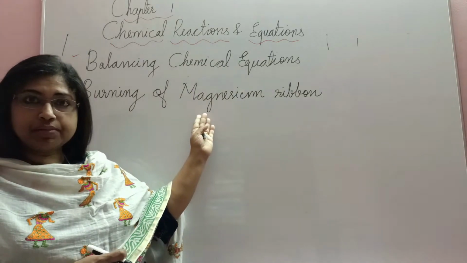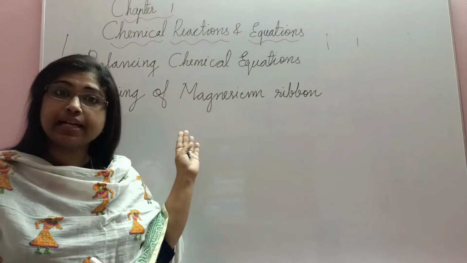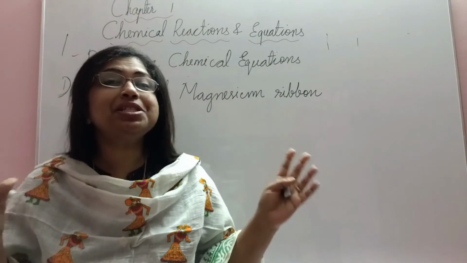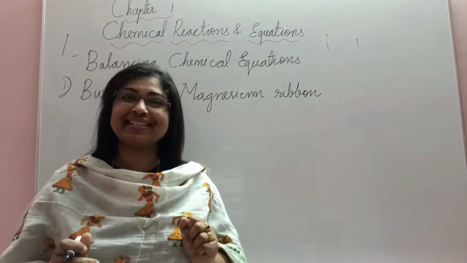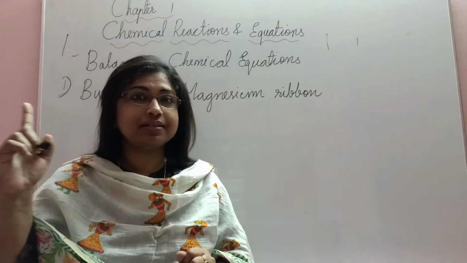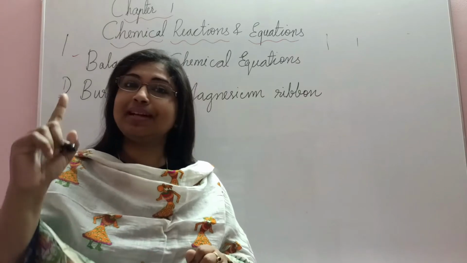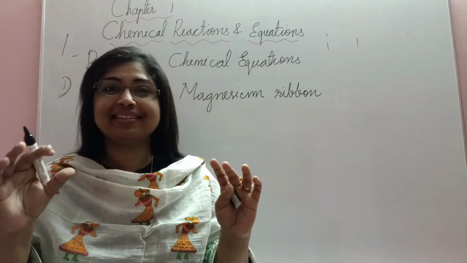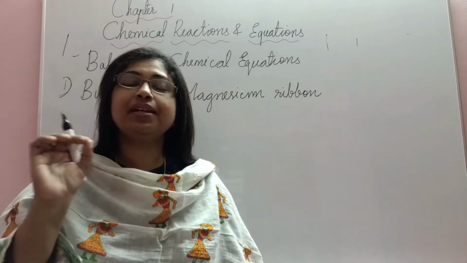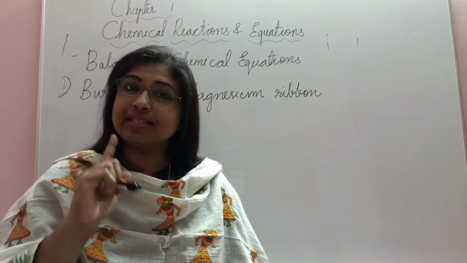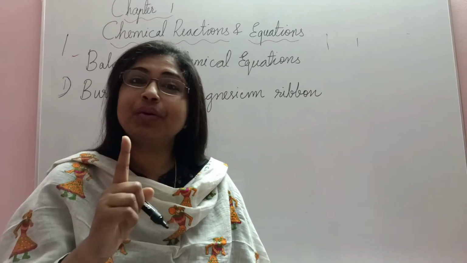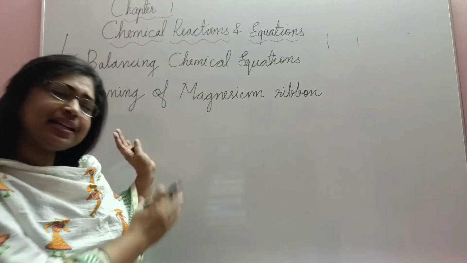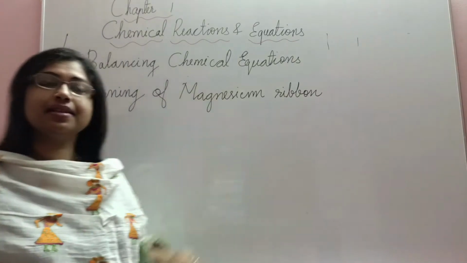In the case of magnesium ribbon, identify the reactants. When magnesium is burning, magnesium is one reactant, but it is reacting with an invisible reactant in air. That is why we say magnesium is burning in air. That means in every combustion reaction, there is a silent reactant, that is oxygen gas. So there are two reactants. Let us write the names of the two reactants here.